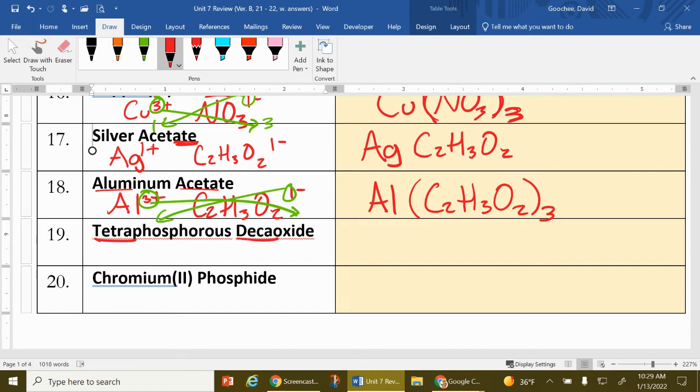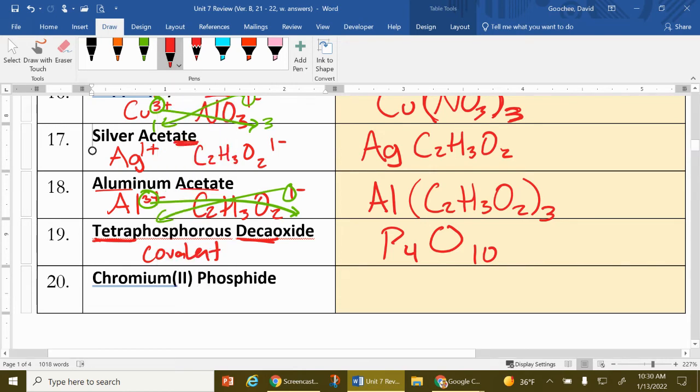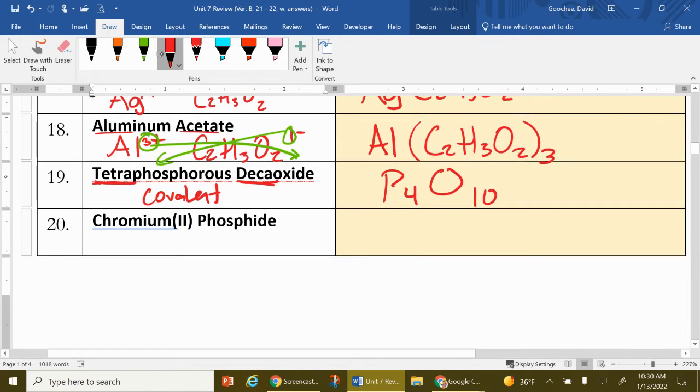On to the next one. Tetraphosphorus decaoxide. Well, it's got these prefixes. It looks weirdly familiar. This is another covalent compound, guys. Tetraphosphorus. Tetra is 4, so P4. Deca is 10. Oxide is oxygen, so O10. All right, P4O10. Mr. Gucci, why do you do this to us? Because I hate you. I mean, I believe in you. I think you can handle it.